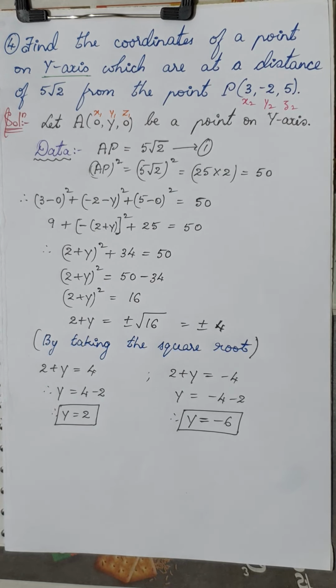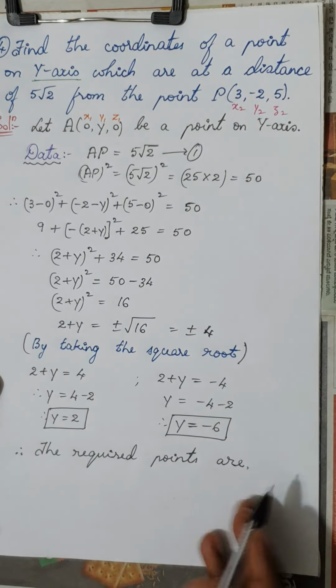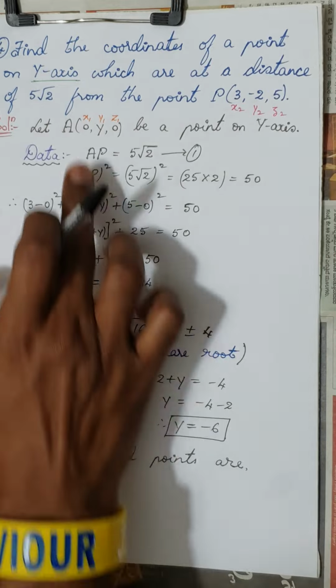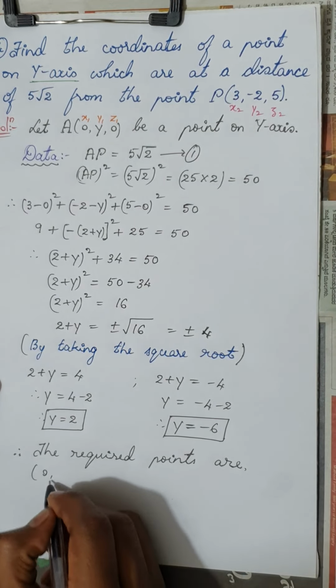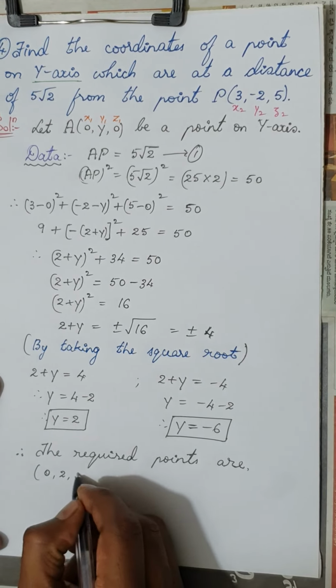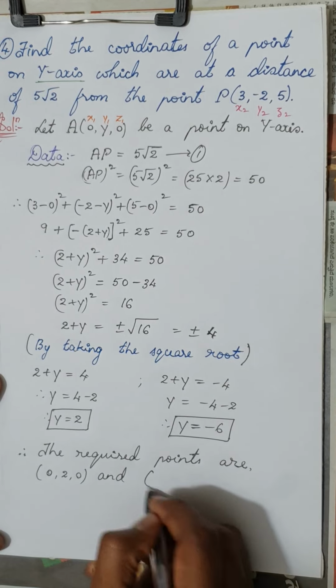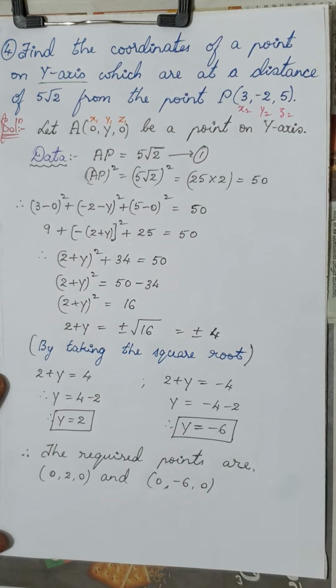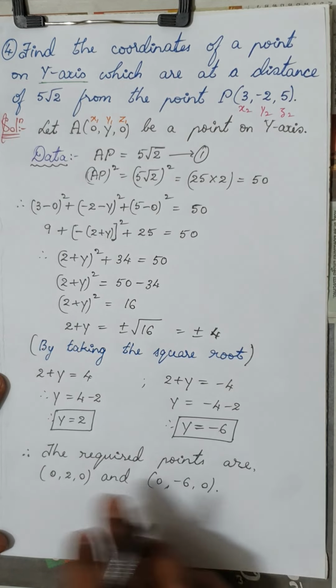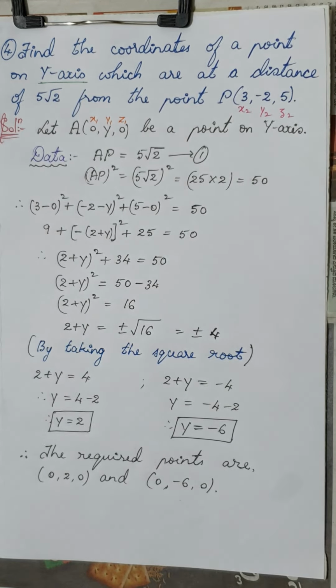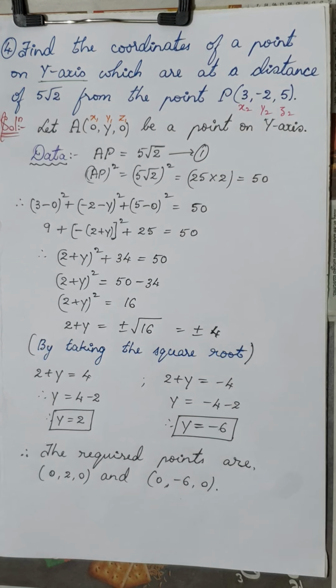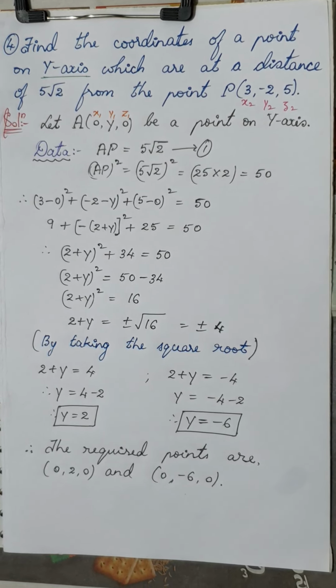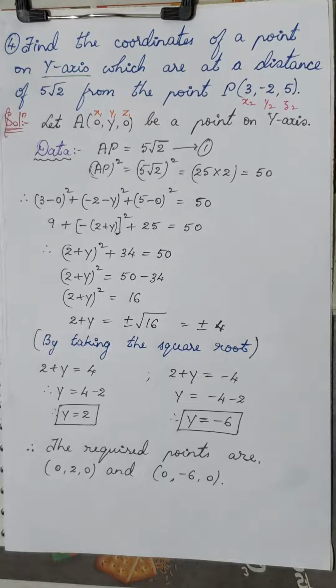So finally, let us write the final conclusion and wind up the solution. So therefore, the required points are, as I said, substitute y: (0, 2, 0) and (0, -6, 0). Okay, so these are the 2 points which will satisfy the given condition, and that's all we have as a solution for question number 4, and we can proceed to the next one.